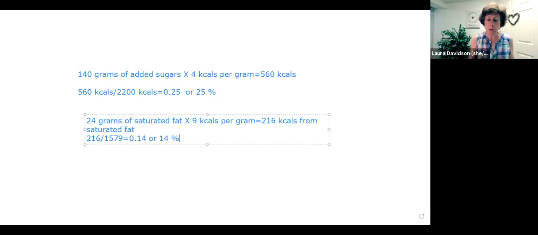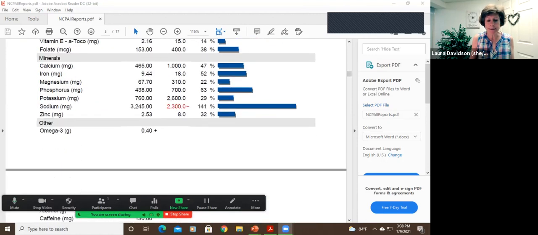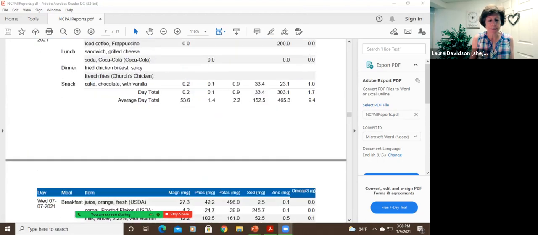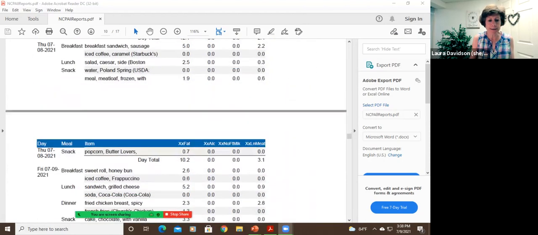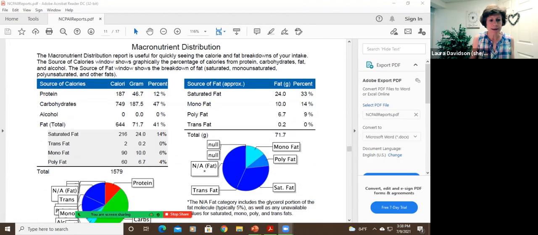Okay, so nope, Monique does not stay within the guidelines either. But I want to show you real quick, sorry about this, this neat little report does that work for you. So if we go past the spreadsheets, we're going to find a report that says macronutrient distribution. And we see here that saturated fat, just as we calculated, provides 14% of Monique's calories. So that is in the report.